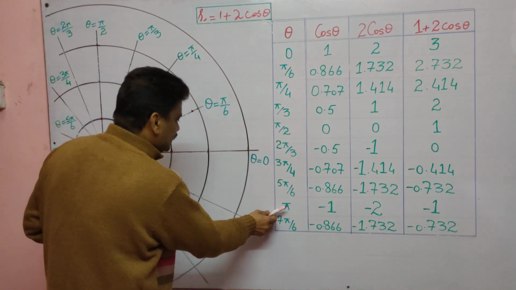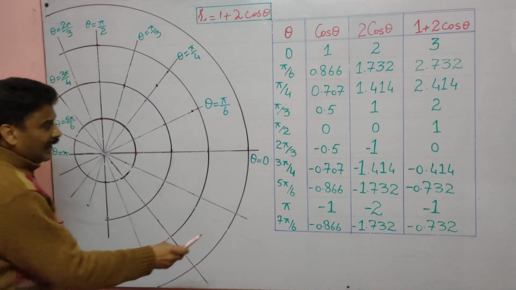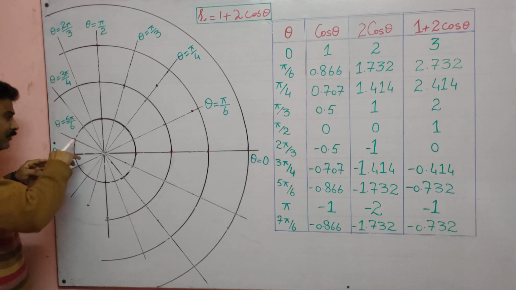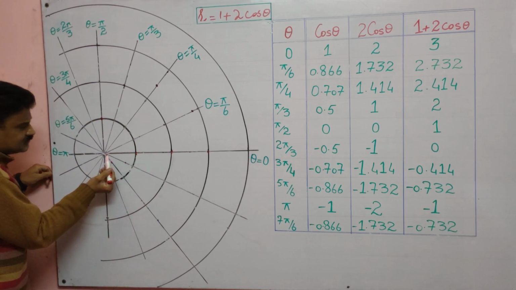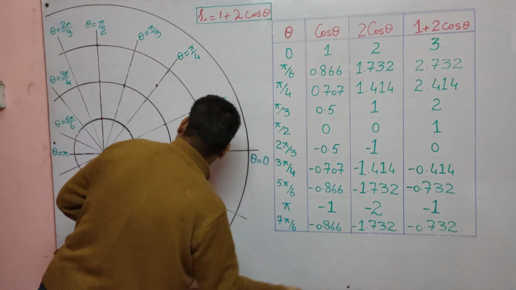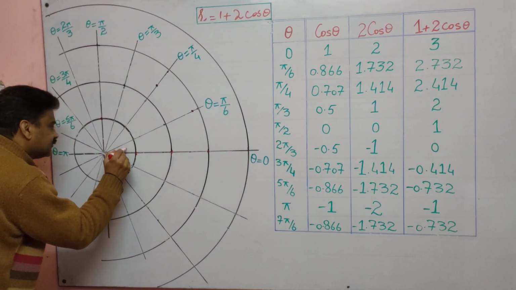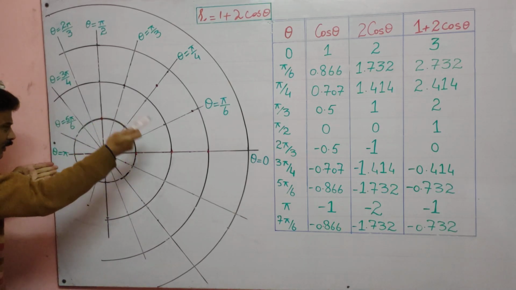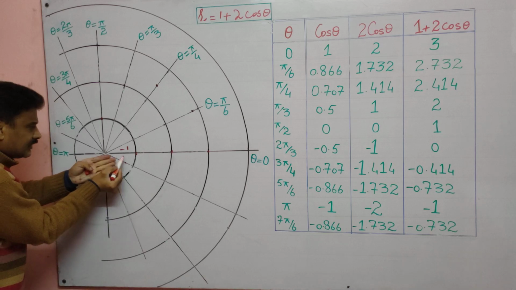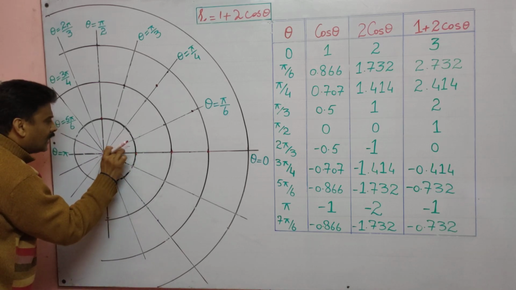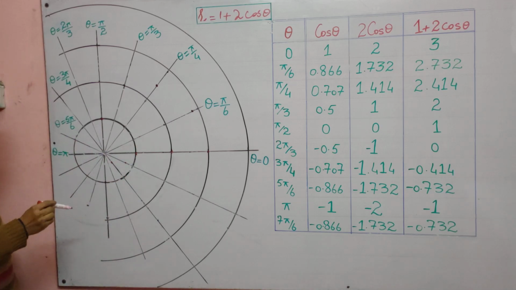Next, for theta is equal to pi, r will be minus 1. So we take r minus 1 opposite to pi. This minus 1 is the length. We take this minus 1 opposite to pi. Clear?